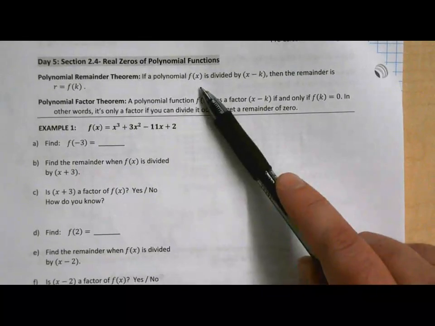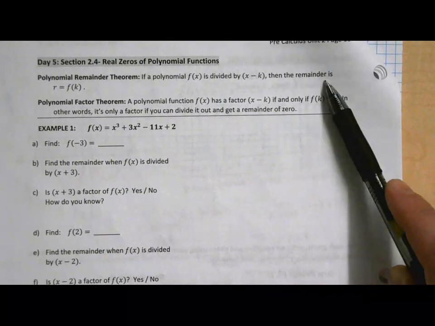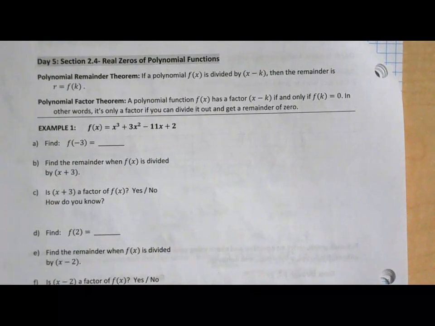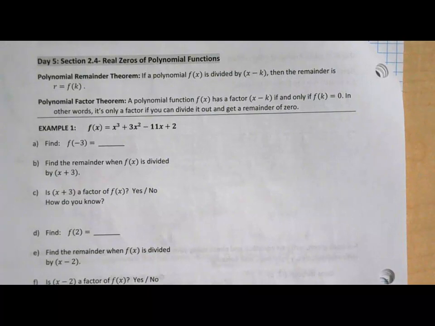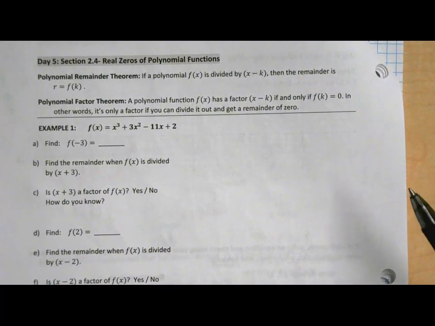If polynomial f of x is divided by x minus k, then the remainder is r equals f of k. Pretty neat, isn't it? Do you guys understand what that says? Yeah, it's great math jargony stuff. I'm going to show you an example here of what that means.